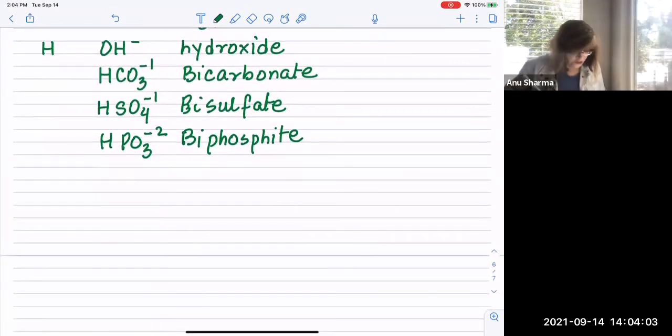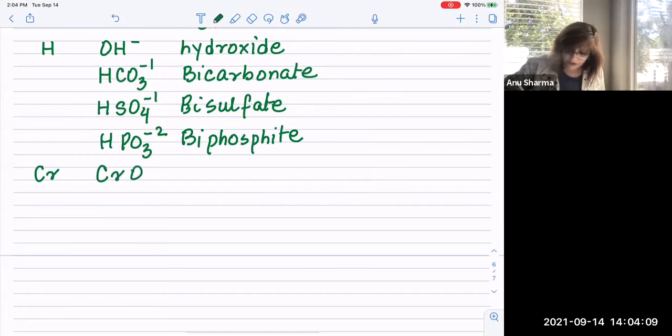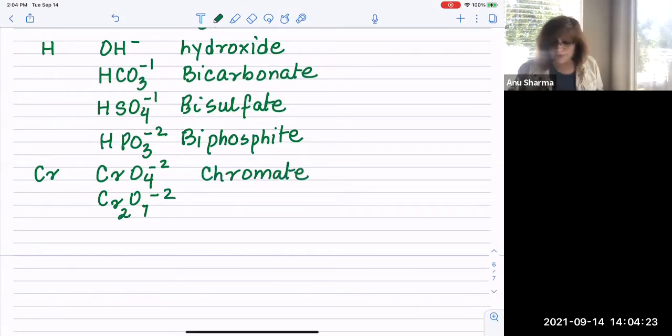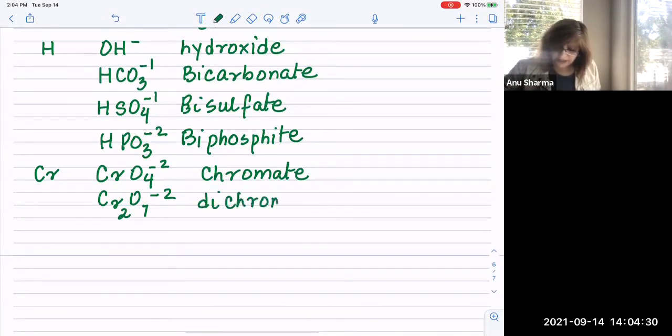Besides that, there are other interesting ones. For example, chromium can combine with 4 oxygens, with a 2 negative charge, and that is chromate. And with 2 chromium, Cr2O7 minus 2, this is dichromate. Okay, dichromate. At this point, we can go on and on.